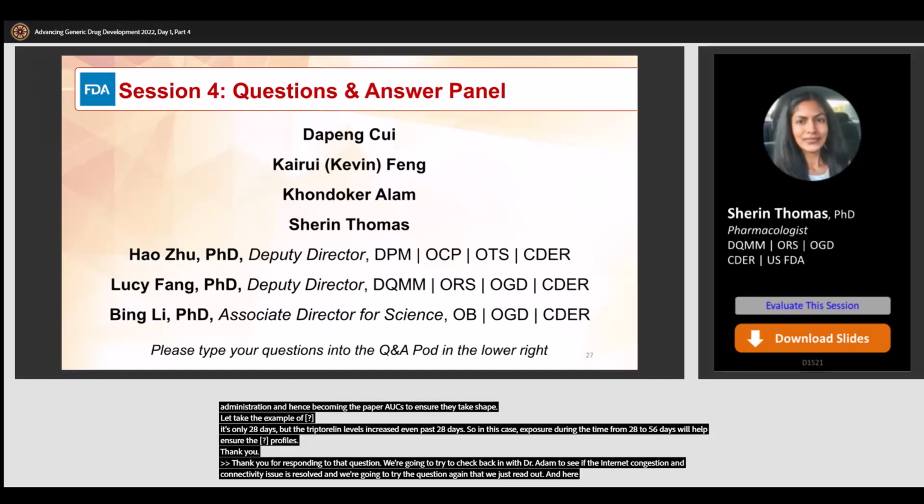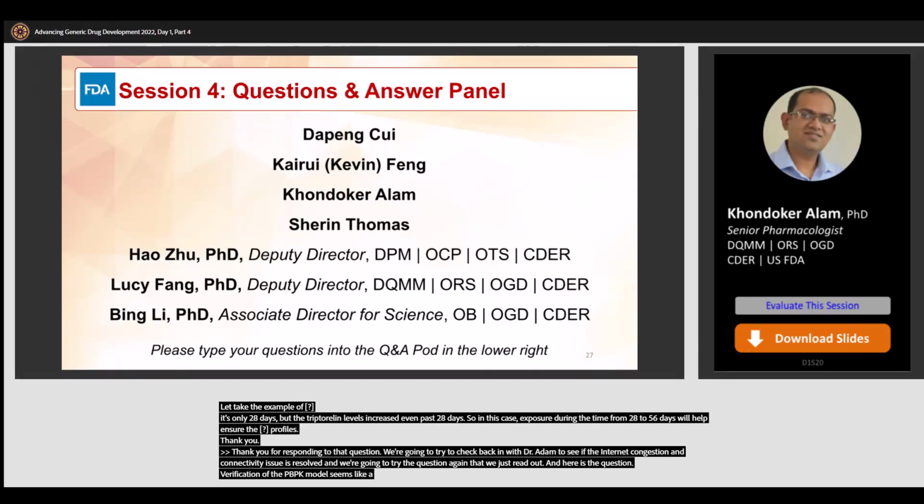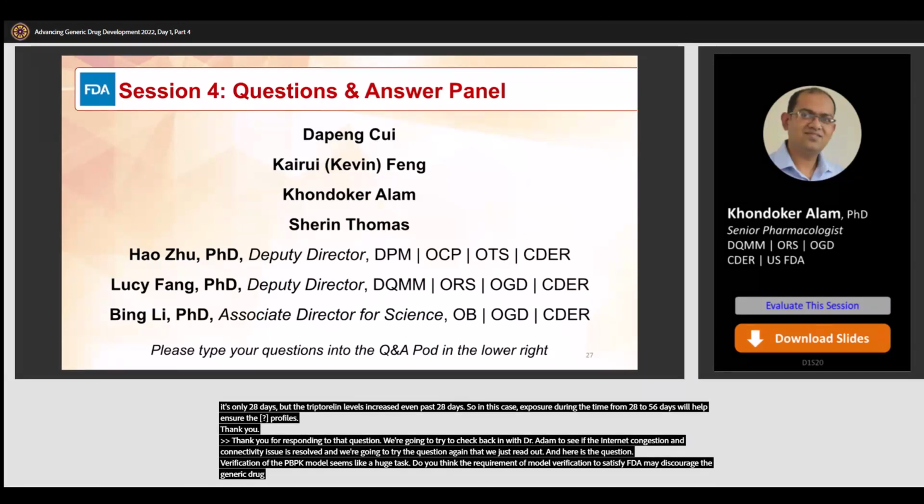Verification of the PBPK model seems like a huge task. Do you think the requirement of model verification to satisfy FDA may discourage the generic drug developers to adopt PBPK modeling?